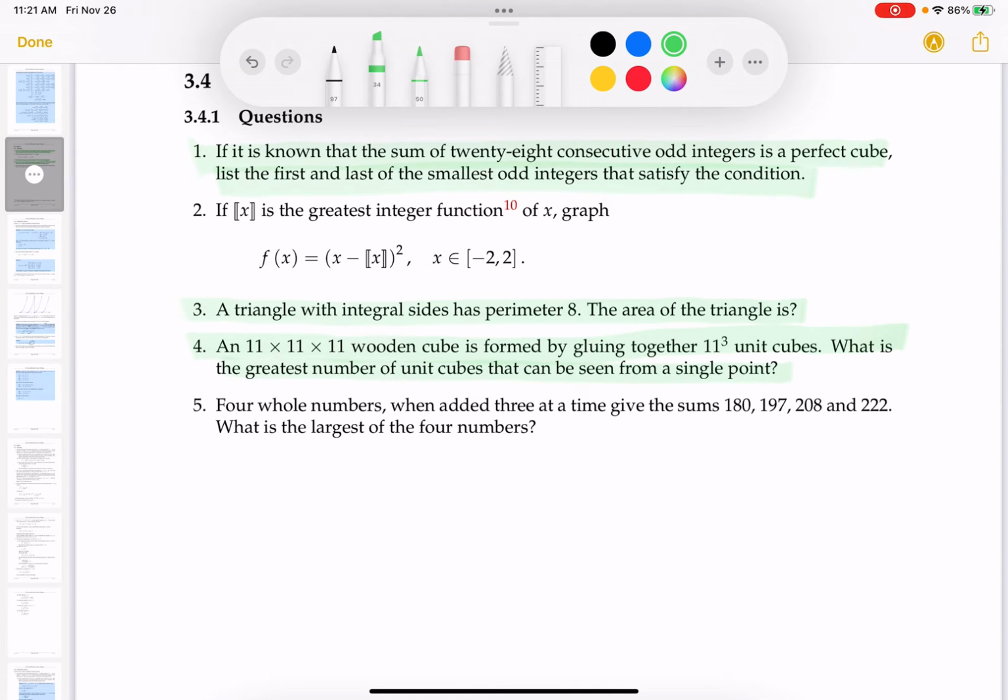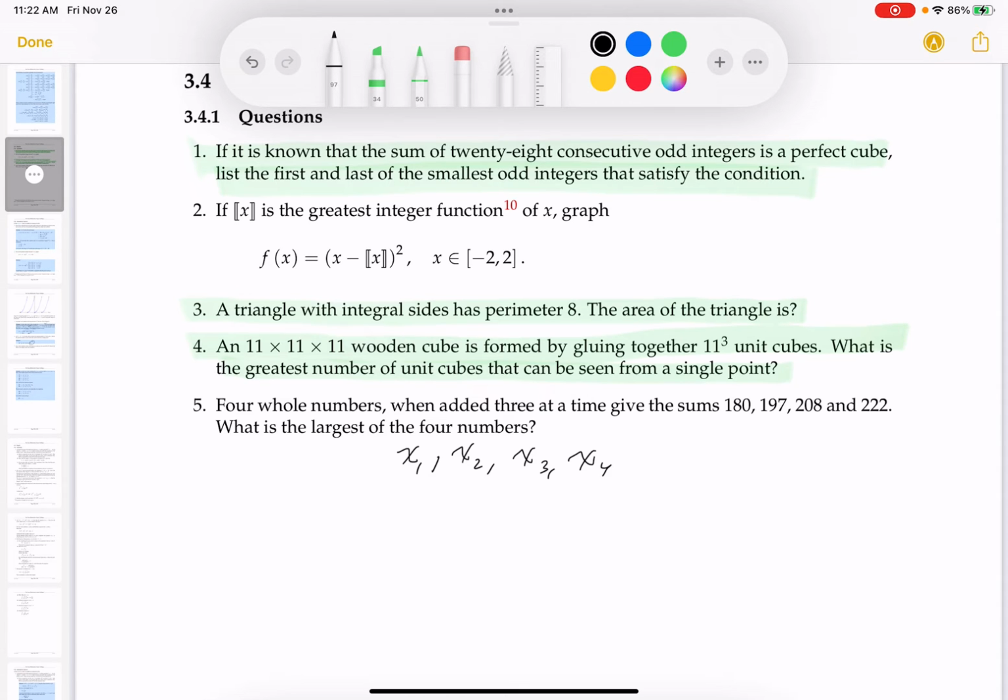And I want to look at number 5 now. And, the fact that the whole numbers, I understand what whole numbers are. And I want to see if I can understand what their question is over here. So you say 4 whole numbers when added 3 at a time. Well, you know what? I'm going to write down the whole numbers for you. So the whole numbers would be x1, x2, x3, x4. So I'm going to say there are 4 whole numbers.